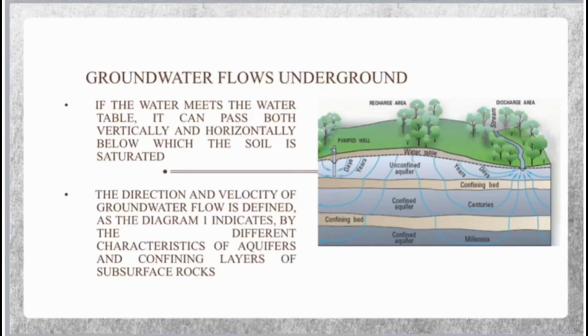Groundwater flows underground. If the water meets the water table, it can pass both vertically and horizontally, below which the soil is saturated. The direction and velocity of groundwater flow is defined, as diagram 1 indicates, by the different characteristics of aquifers and confining layers of subsurface rocks.